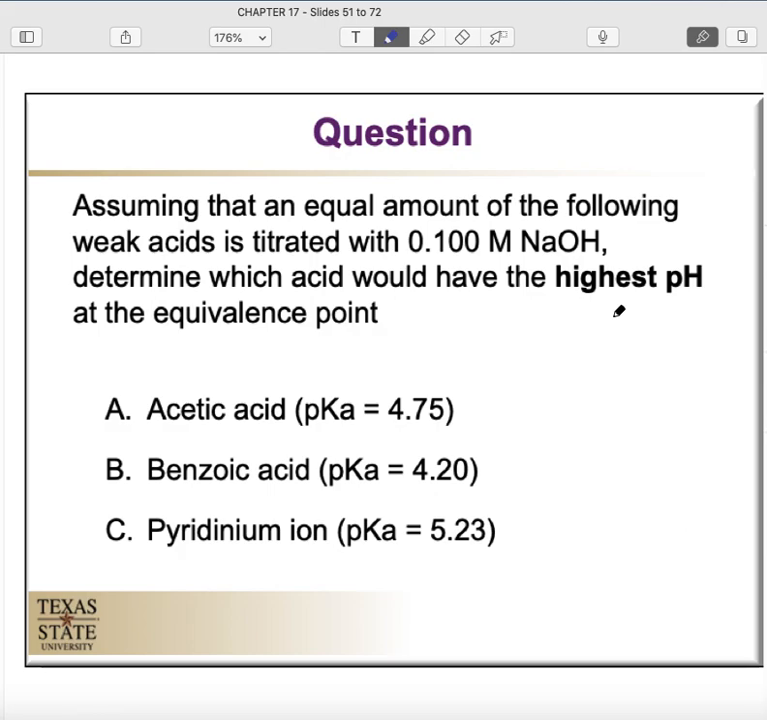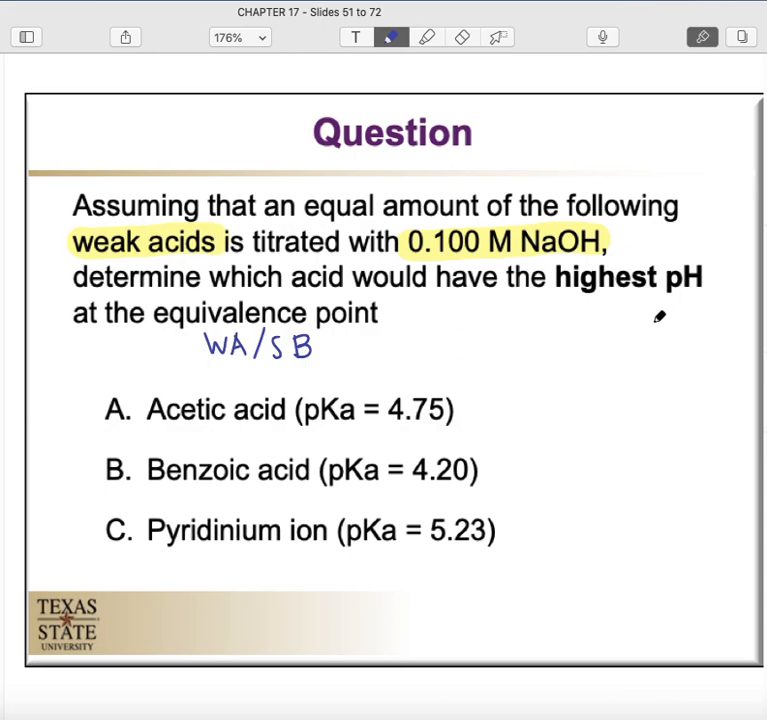Assuming that an equal amount of the following weak acids is titrated with 0.1 molar NaOH, determine which acid would have the highest pH at the equivalence point. So we are titrating weak acids with 0.1 molar sodium hydroxide, meaning a strong base. So I'm just going to write here, we have weak acid, strong base titration, which are the ones that we just discussed. And what we're looking for is which one is going to have the highest pH at the equivalence point.